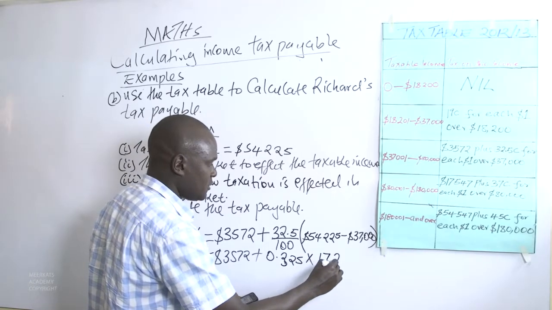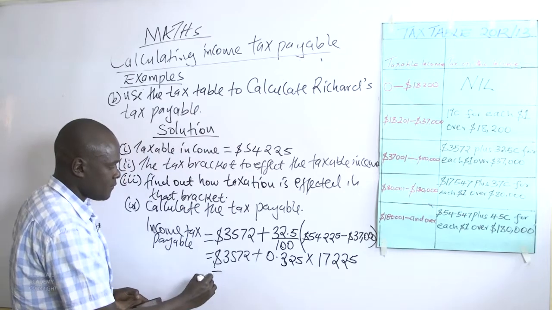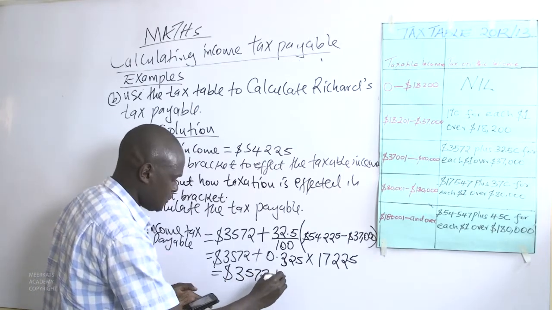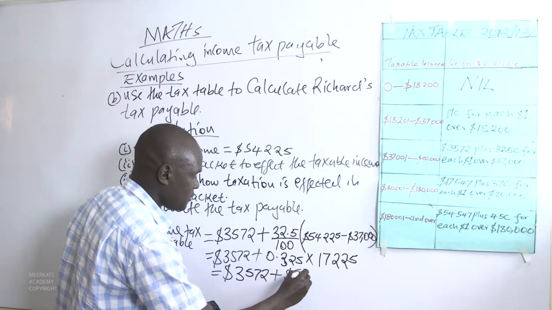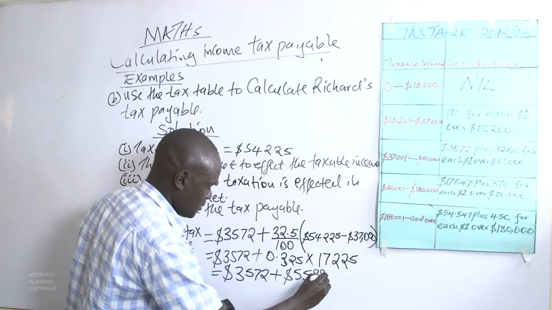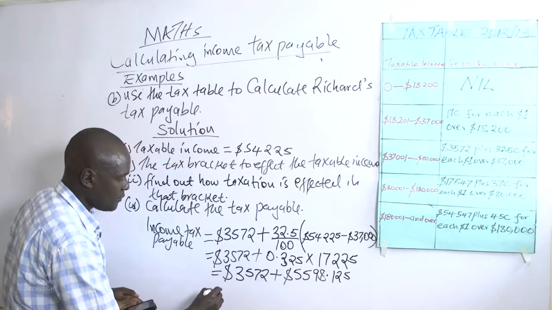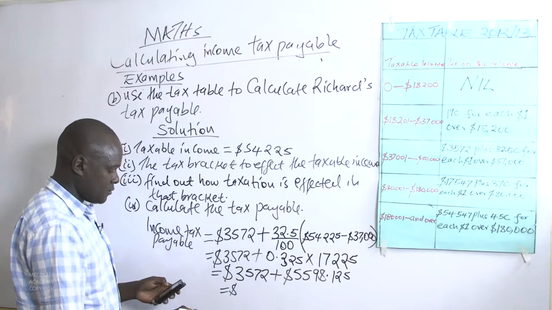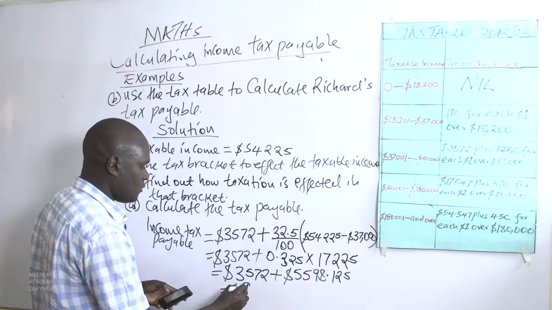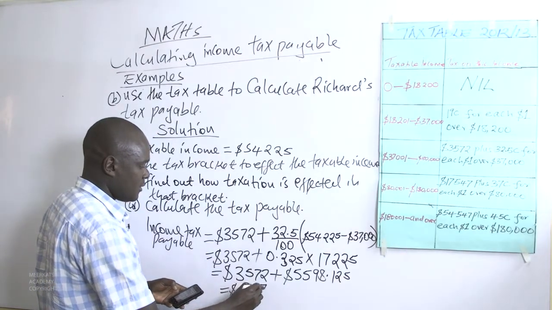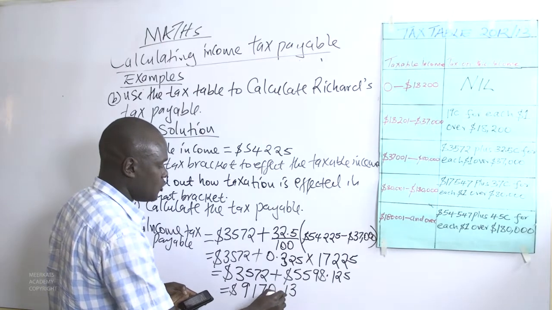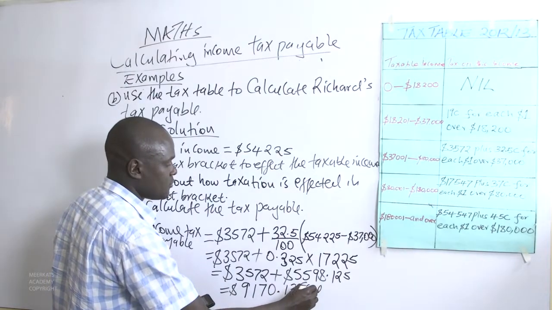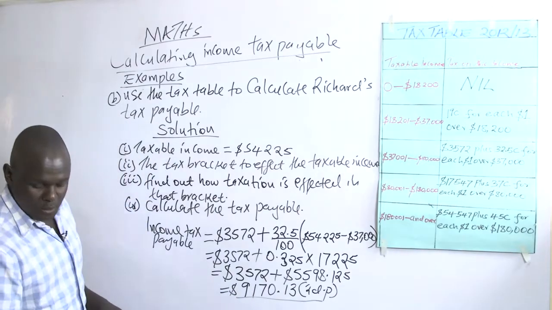Which is 17,225. This will give us a sum of $3,572 plus $5,598.125, and this cumulatively will give us $9,170.13, rounded off to the nearest cent or 2 decimal places. This is what we have.